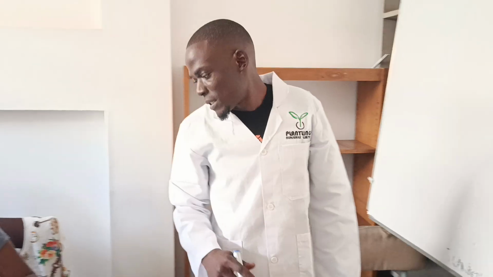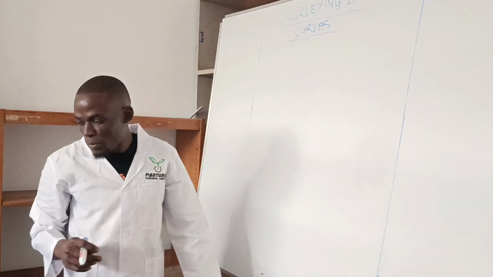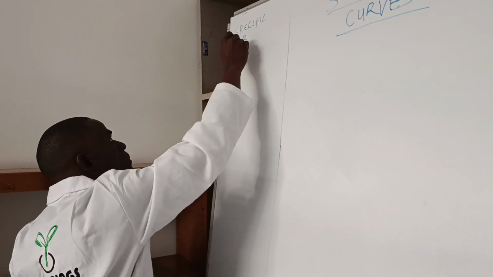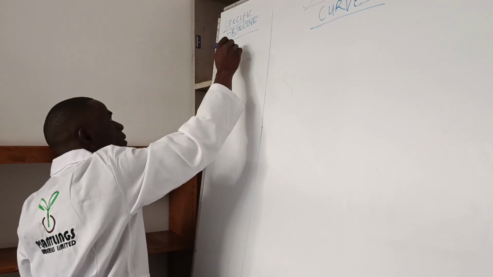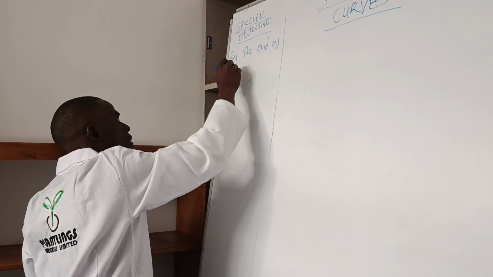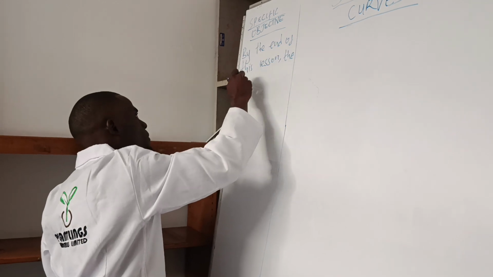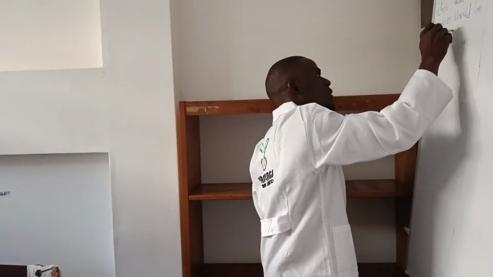Now our topic today is curves. And the specific objective: by the end of this lesson, the learner, who is you, should be able to set out simple circular curves using the method of offsets from the norm code.